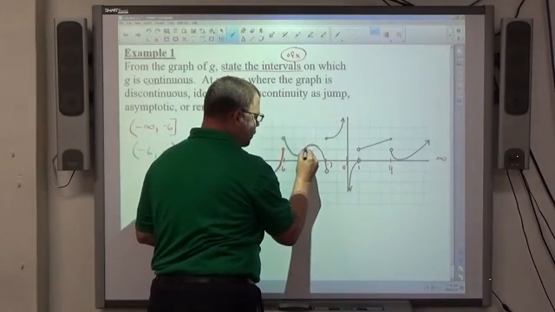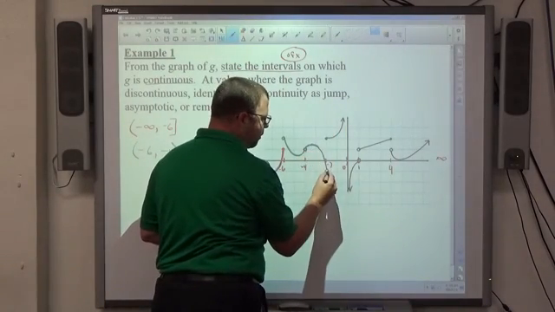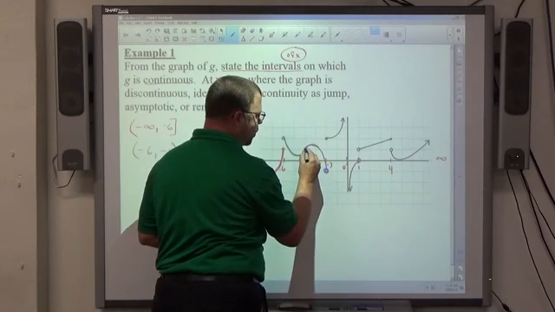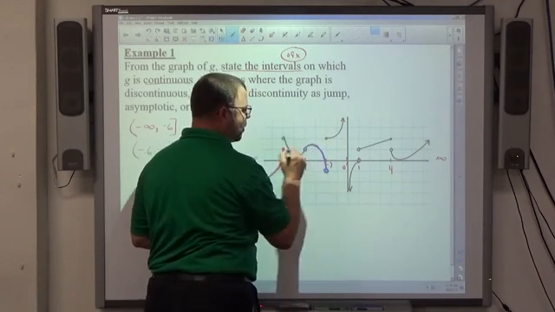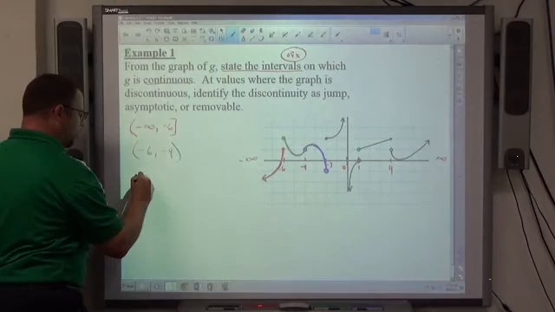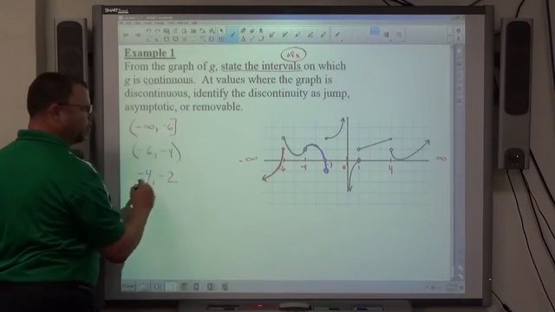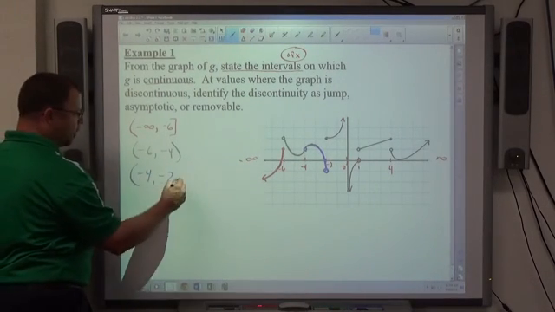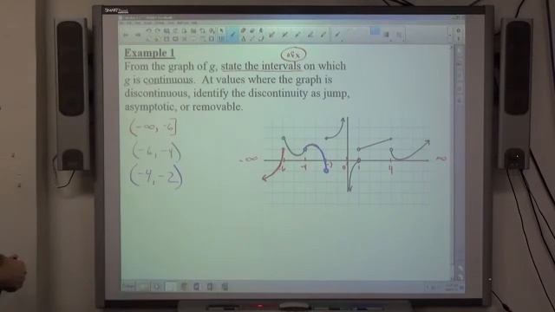The next interval starts at negative 4, ends at negative 2. Open circles for both of those also. Continuous everywhere in between. So I'm starting at negative 4, ending at negative 2. Open circle at negative 4 on the left. Open circle at negative 2 on the right. So parentheses on both of those.